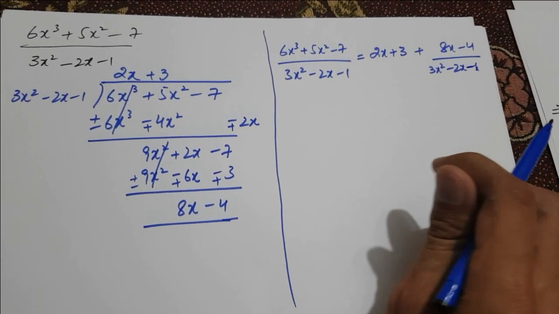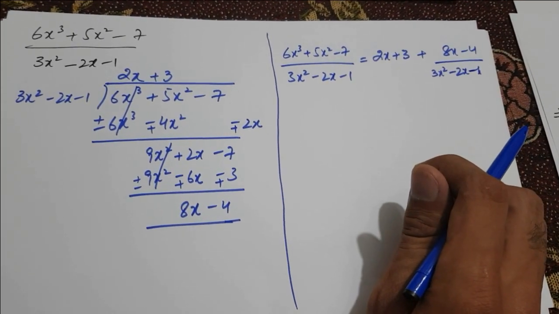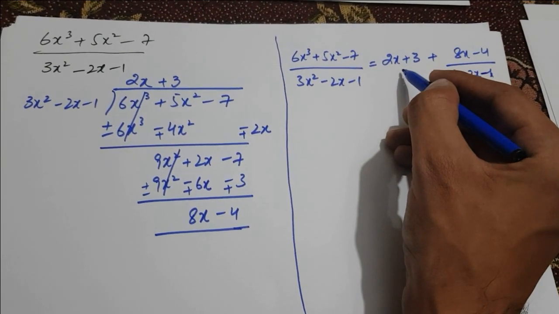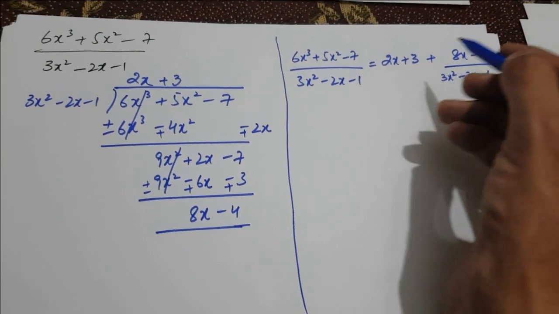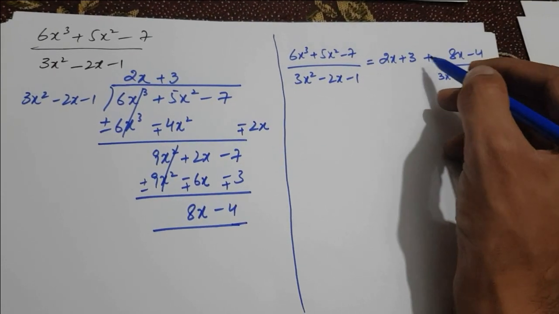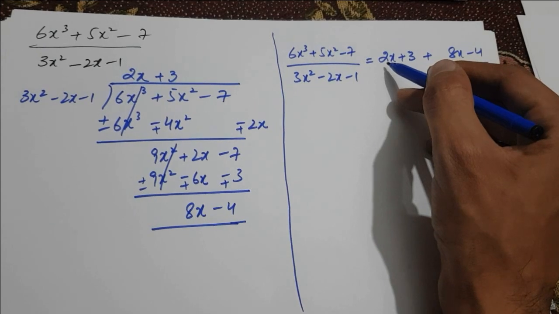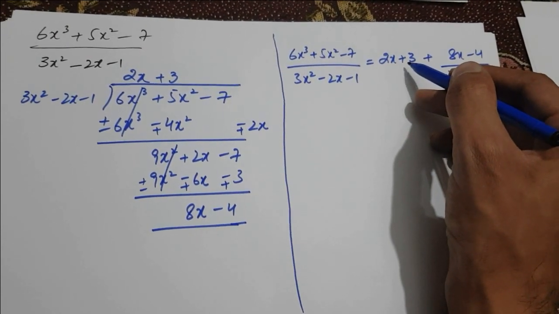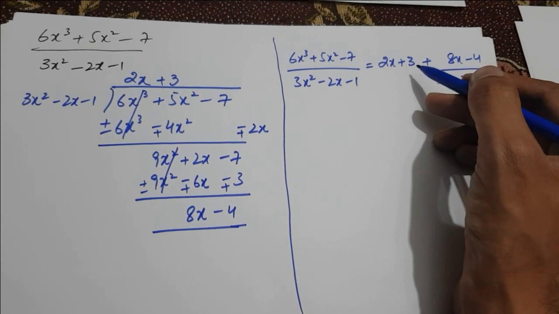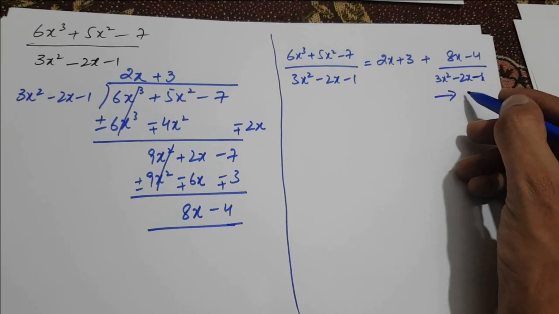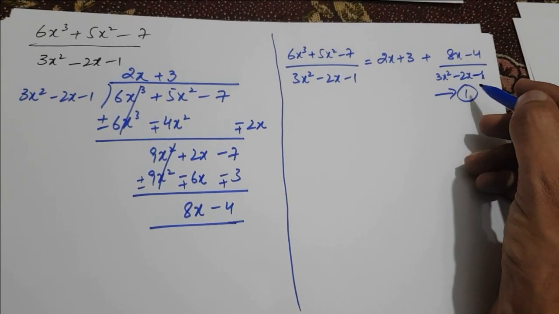When converting an improper fraction into a proper fraction, we get a proper fraction along with the polynomial expression, or it may be an integer. So we say this as our equation number 1.